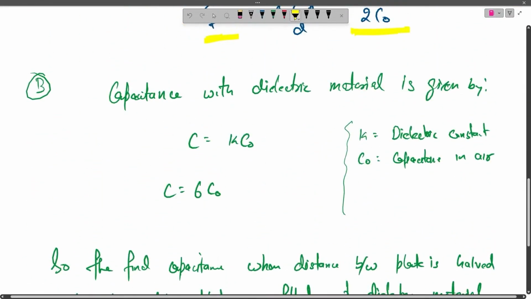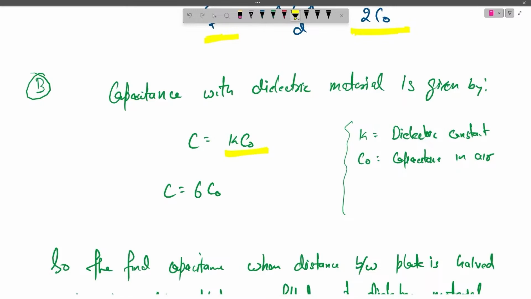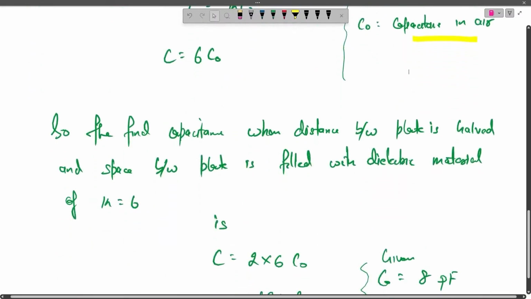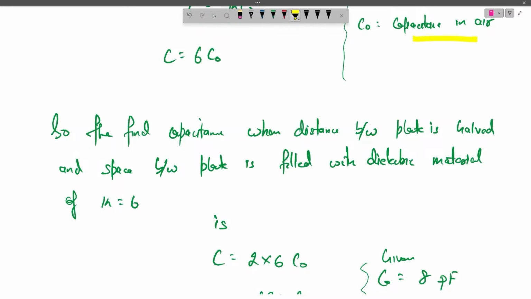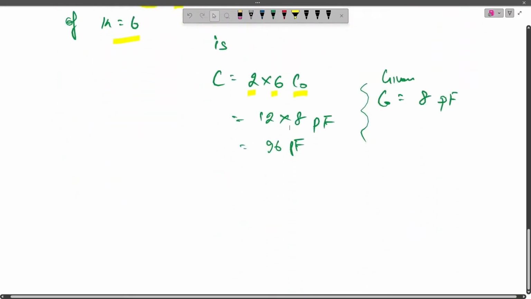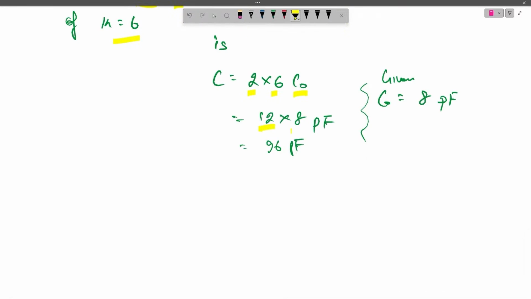So we know that the formula for capacitance with the dielectric constant is given by K times C naught, where K is the dielectric constant. Since the dielectric constant of that material is 6, the final capacitance would be 6 times C naught. So the final capacitance when the distance between the plates is halved and the space between them is filled with the dielectric material of constant K equal to 6 would be 2 times 6 times C naught, which is 12 times the previous value, that is 8 picofarad that was given. So the final capacitance would be equal to 96 picofarad.